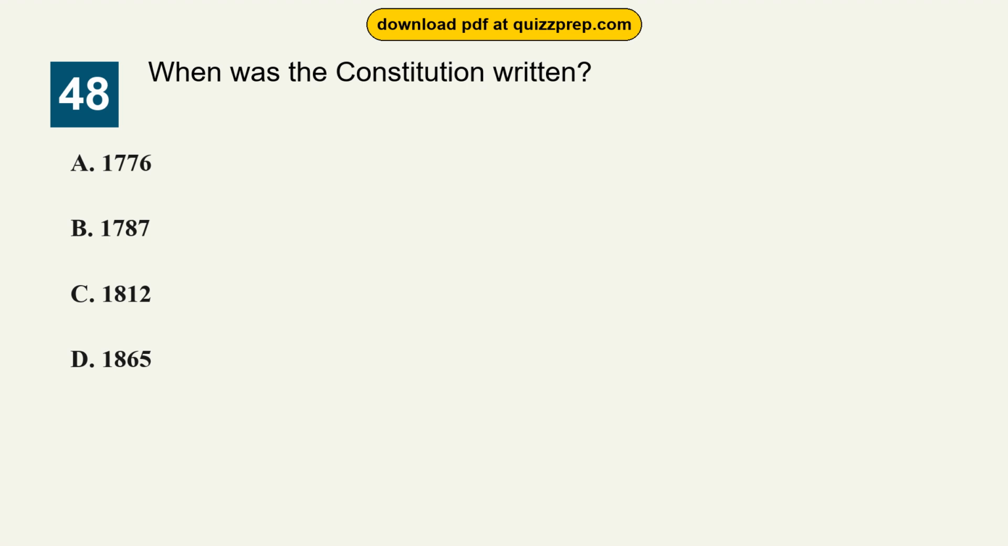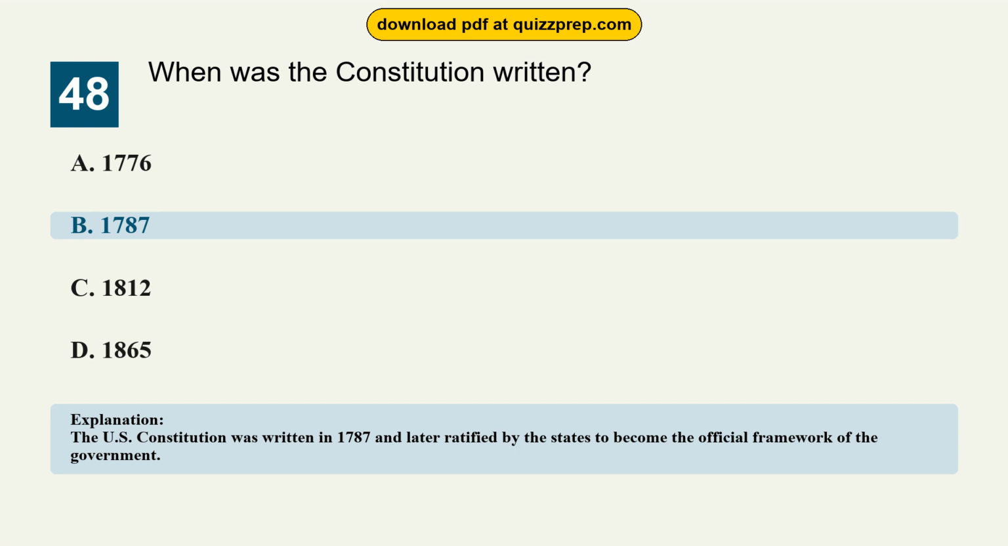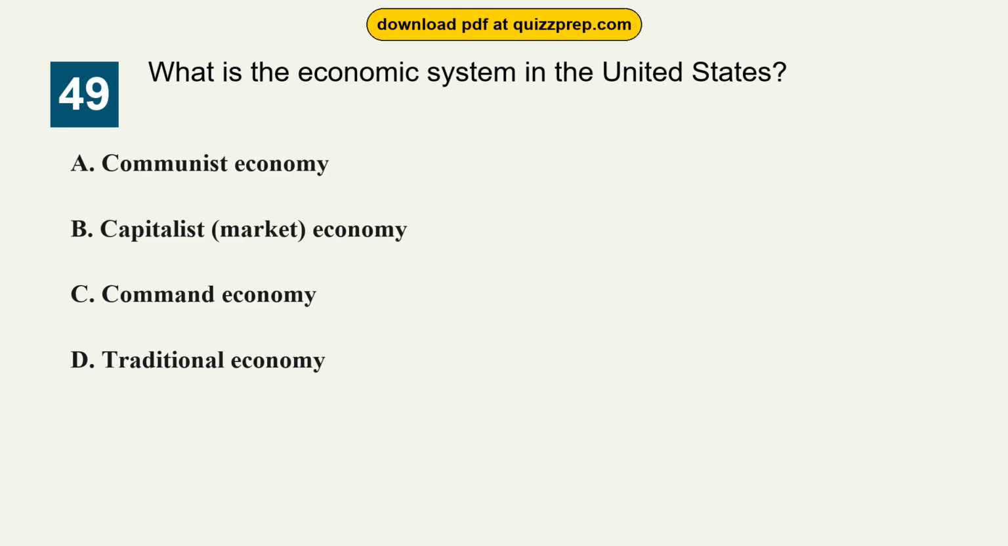Question 48. When was the Constitution written? Option A, 1776. Option B, 1787. Option C, 1812. Option D, 1865. The correct answer is option B, 1787. The U.S. Constitution was written in 1787 and later ratified by the states to become the official framework of the government.